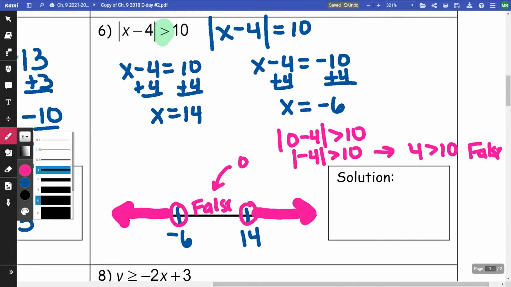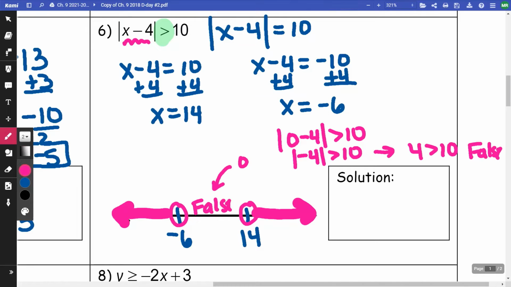Another way to think about it is, what's happening here is this x minus 4 would make that 0. So the center of these two numbers, -6 and 14, would be 4. And this is 10 away and this is 10 away. But we want it to be greater than 10 away, more than 10 away. So if I want it more than 10, I'm going to be shading out like I have in the picture. If it was less than, I'd be shading less than 10, and I would be shading where it says false. Okay, that's another way to think about it.